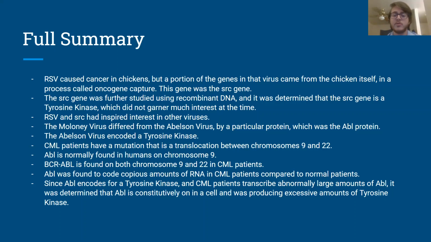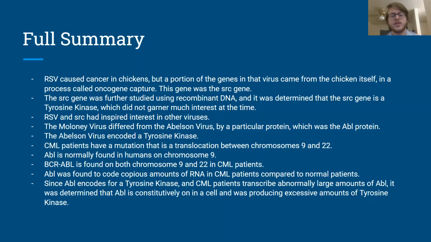CML patients have a mutation. It's a translocation between chromosomes 9 and 22. ABL, the same protein from the Abelson virus, is normally found in humans without cancer on chromosome 9. In CML patients, there's a translocation mutation on chromosomes 9 and 22, and BCR-ABL is what that mutation is called. It's those two proteins that are translocated. And they found that this ABL in this translocation was encoding copious amounts of RNA compared to normal patients. So in CML patients with this mutation, you're seeing a lot of transcribing from ABL.